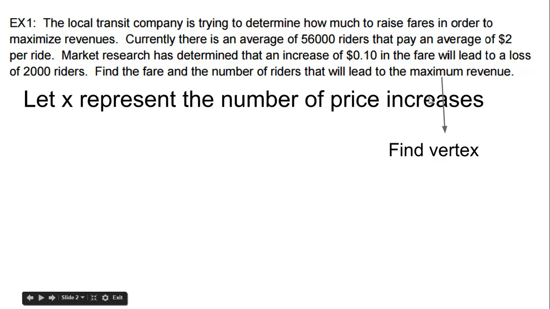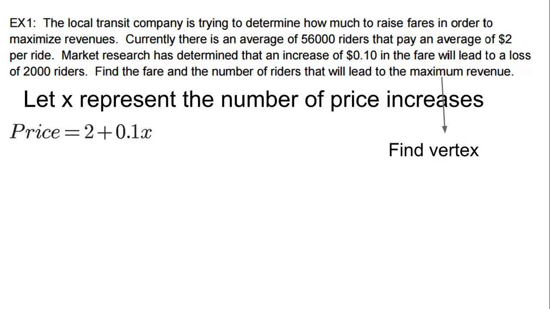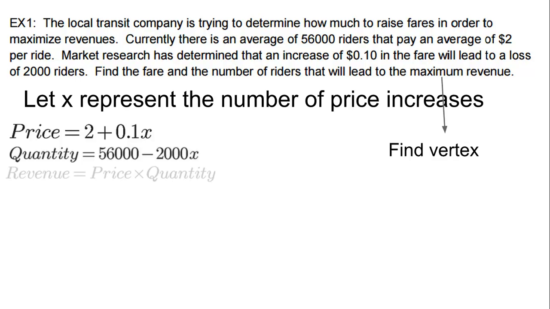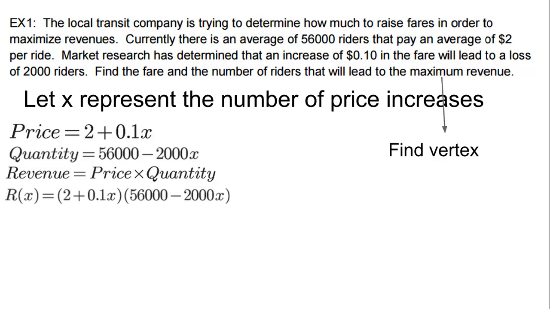Then it's almost like a grade 9 situation, although it's not a grade 9 question. It's a lot more challenging than that. But it's also the situation where, what would the price be if x was the number of price increases? And indeed, it's a linear equation. It starts at 2 as a y-intercept and a slope of 0.1. The quantity starts at 56,000 with a slope of negative 2,000, so losing 2,000 every time. And the revenue, which is actually what we want to maximize, is price times quantity. And when we multiply those together, that's when we get a quadratic. It's helpful to note that this is factored form.